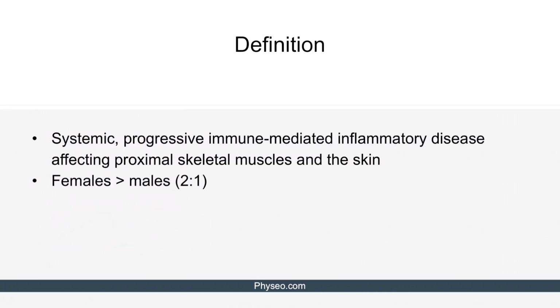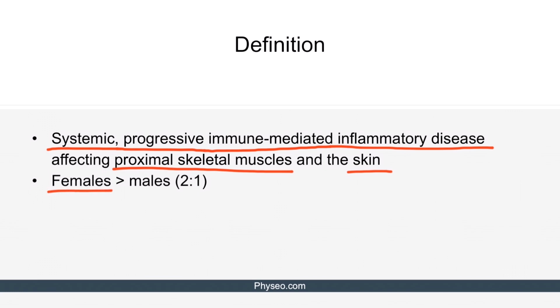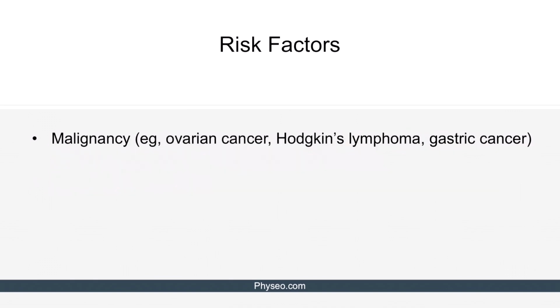Dermatomyositis, similar to polymyositis, is a systemic, progressive, immune-mediated inflammatory disease that mostly affects the proximal skeletal muscles. In addition to that, dermatomyositis affects the skin, hence the name, dermatomyositis. And females are affected twice as much as males, so it's a 2-to-1 ratio, just like polymyositis. Dermatomyositis is found to be associated with malignancies, namely ovarian cancer, Hodgkin's lymphoma, and gastric cancer.